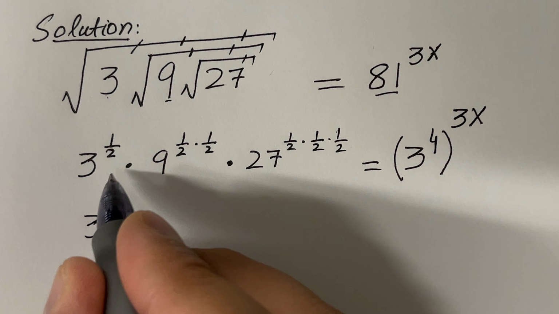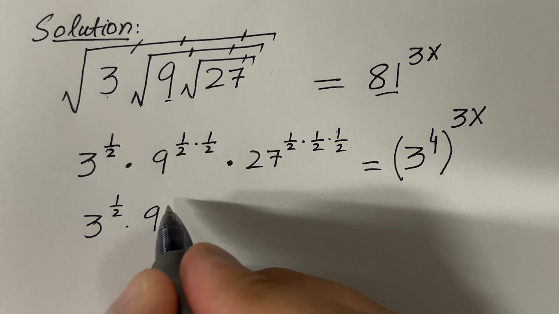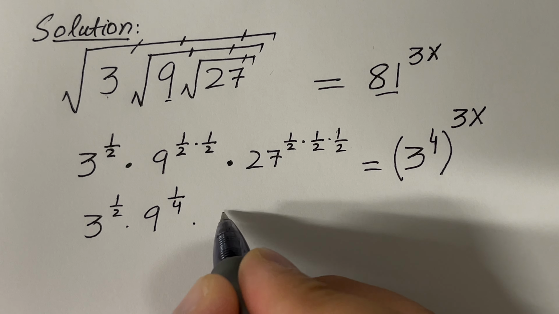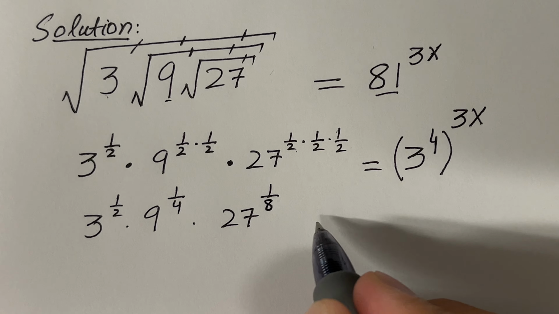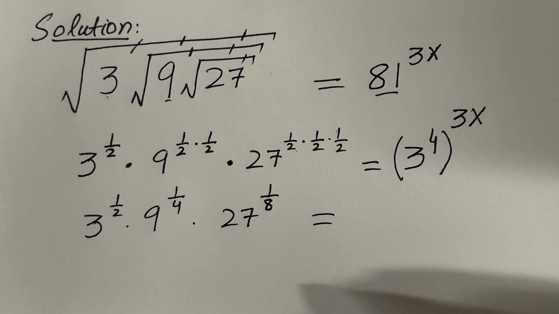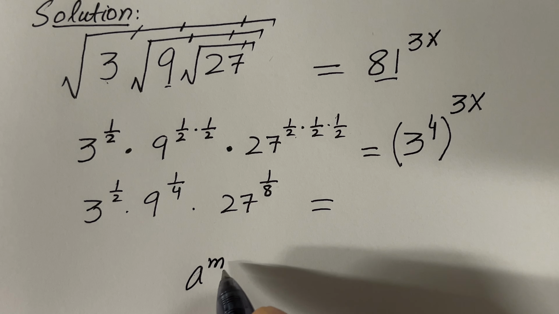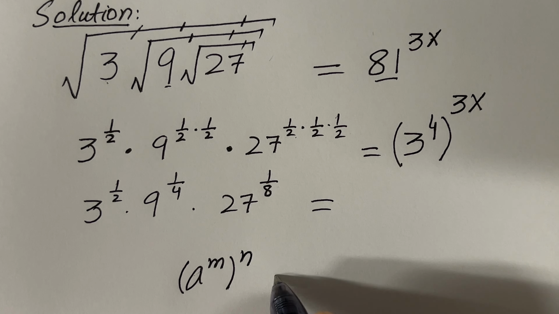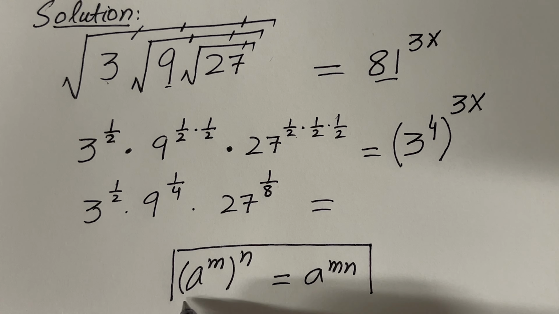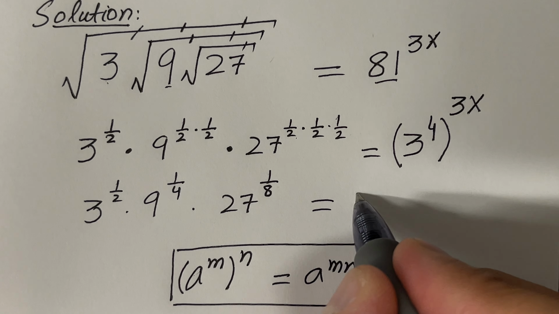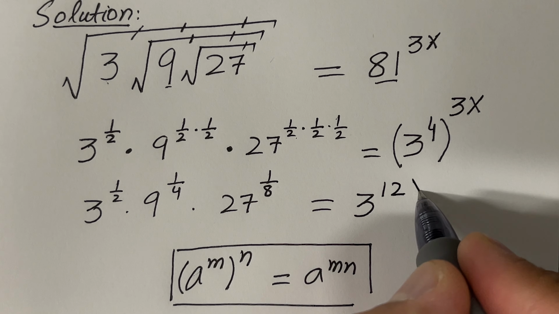We have this 3 raised to the power 1/2 times 9 raised to the power 1/2 times 1/2 is 1/4 times 27 raised to the power, we will have 1/8 equal to, now we will use this property. The property says if you have a raised to the power m raised to the power n, then that is just a raised to the power mn. Okay, let's use this property here. Then that will be 3 raised to the power, multiply the exponent, 4 times 3 is 12 raised to the power x.